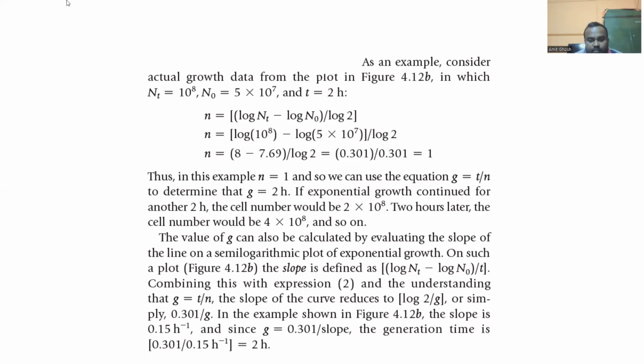So in this example, which is depicted in the figure in the previous slide, the slope is actually 0.15 per hour. And since G is equal to 0.301 by slope, from this equation we can find the generation time will be 2 hours. Okay.